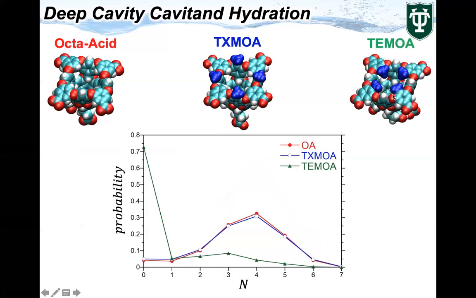But if we move these methyls from these upward pointing positions to an inward pointing position in a so-called endo position to make tetraendomethyl octaacid, what we see is that the probability distribution of water dramatically changes, where we still have a minimum here at probability of 1 and a maximum somewhere now at 4, but now we see that over 70% of the time, the molecular simulations predict that this pocket should be completely empty.